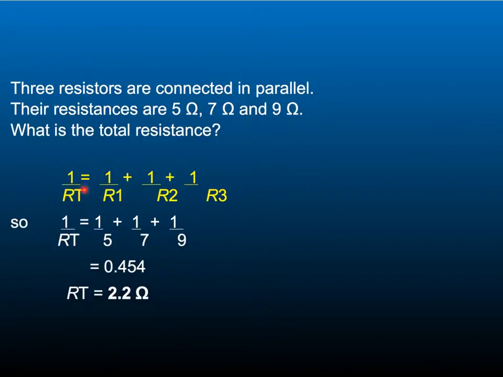The total resistance, or 1 over RT, is equal to 1 over R1 plus 1 over R2 plus 1 over R3. 1 over RT equals 1 over 5 plus 1 over 7 plus 1 over 9. This is equal to 0.454. However, that's not the answer. Don't forget, that is equal to 1 over RT. So in order to get RT, you need to do 1 over 0.454. And that gives us a resistance of 2.2 ohms. Notice that this is lower than any of our resistors.